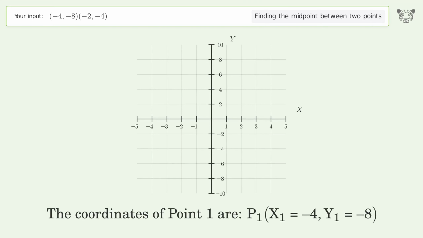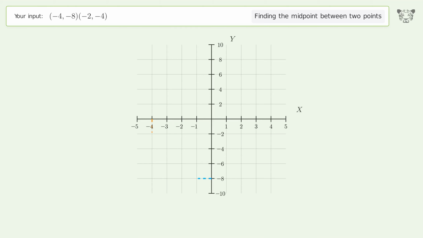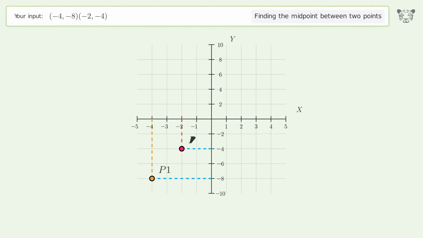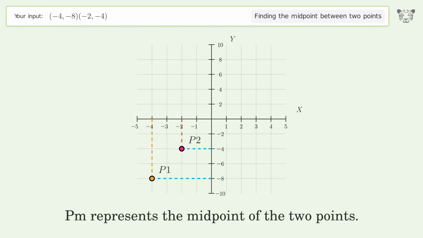The coordinates of point 1 are, x1 equals -4, y1 equals -8. The coordinates of point 2 are, x2 equals -2, y2 equals -4. PM represents the midpoint of the 2 points.